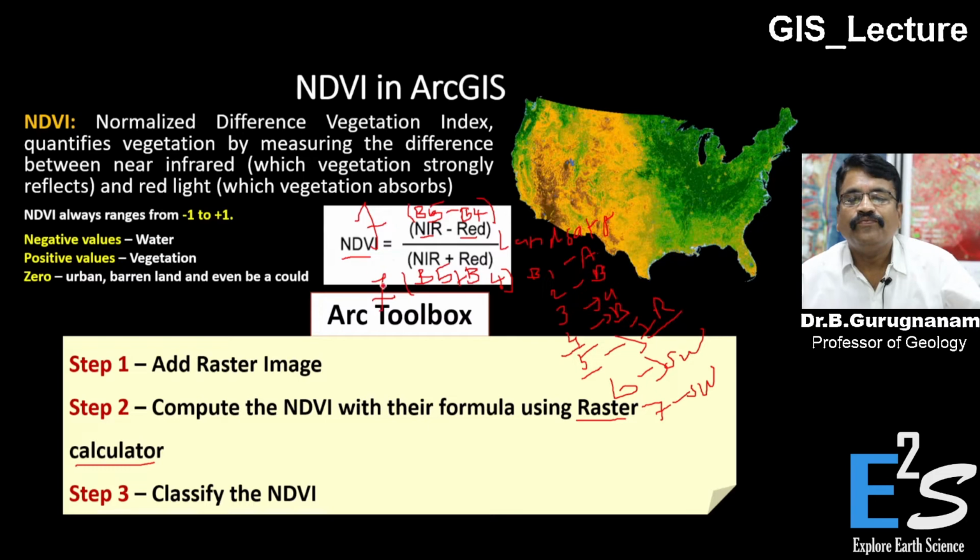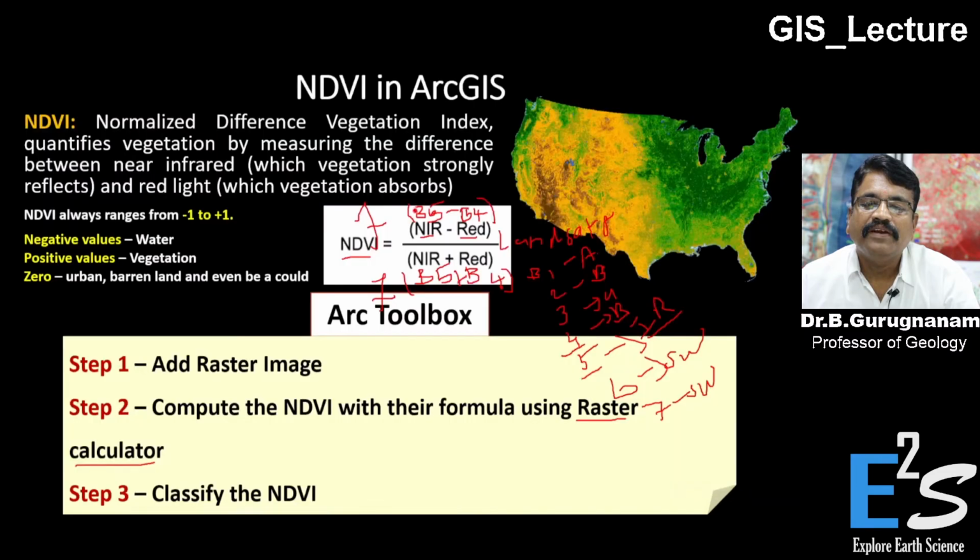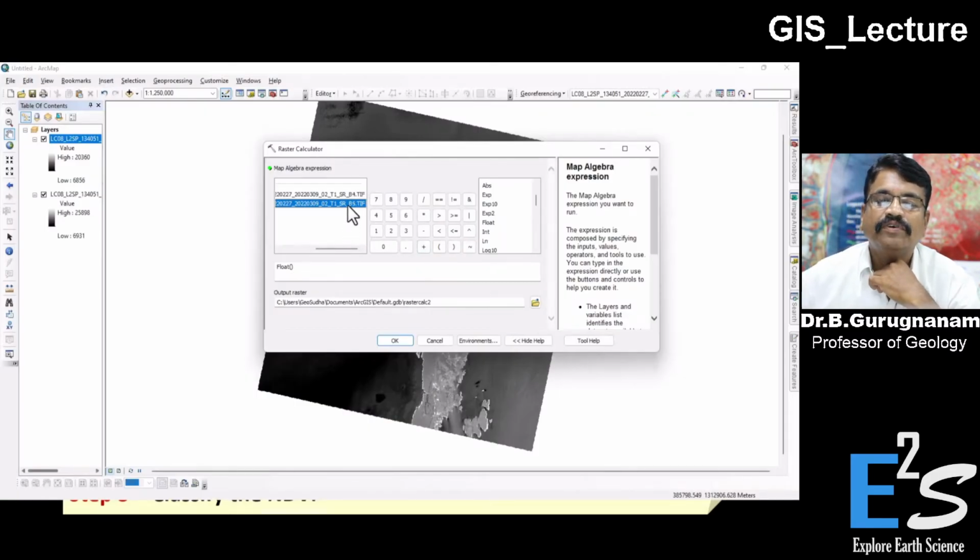So you have to take the expression like float B5 minus B4 over... Double click float. Float is coming here, you have to take band 5 and band 5 minus band 4. I have to double click band 5, then I have to make a minus symbol.